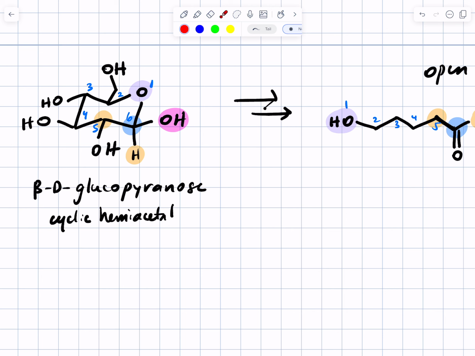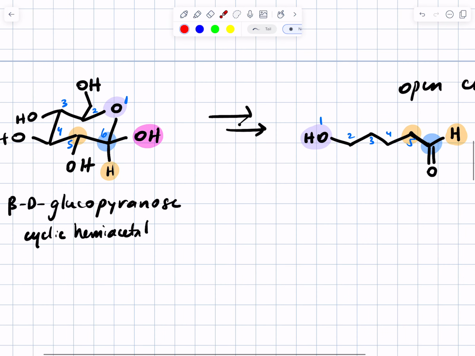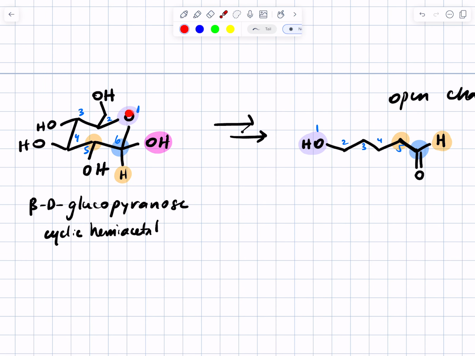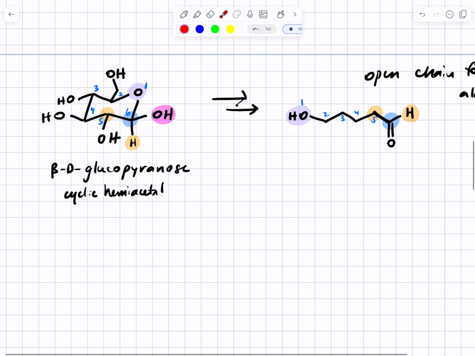The only thing that changed in going from the cyclic hemiacetal form to the open chain form was this became an OH group and this became a carbonyl carbon. Stereochemistry didn't change any other place. So you actually have to go through and figure out what the right configuration is for each of these OH groups. That's kind of a challenge, all right?